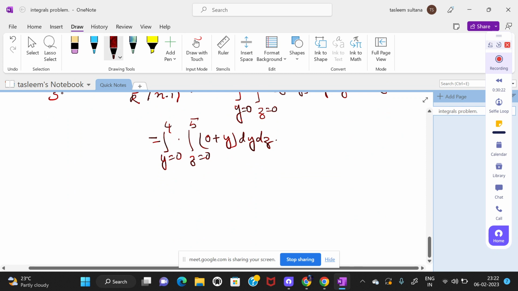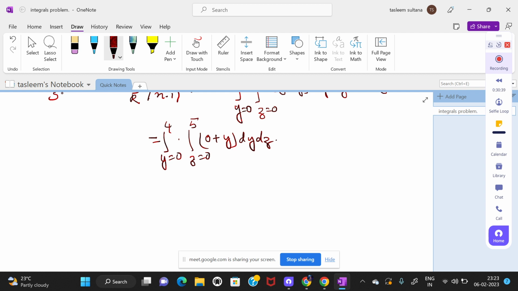But in that rectangle, isn't y 0 and not z? No, no, no. Why will it not become z? Because they have given that the octant is between 0 and 5.